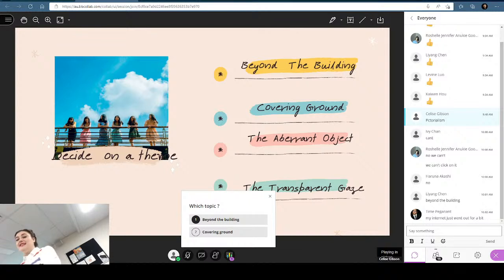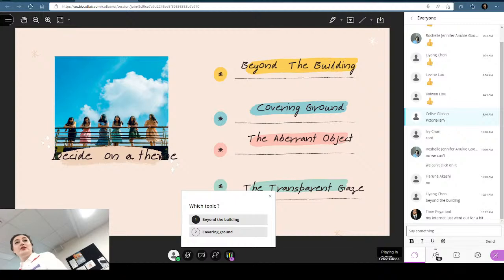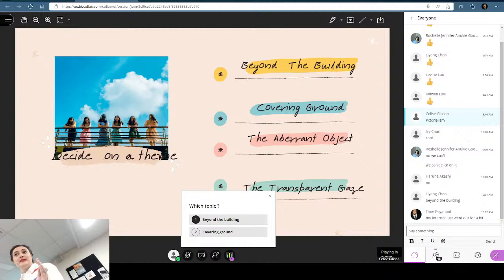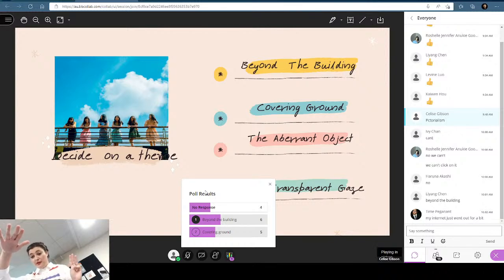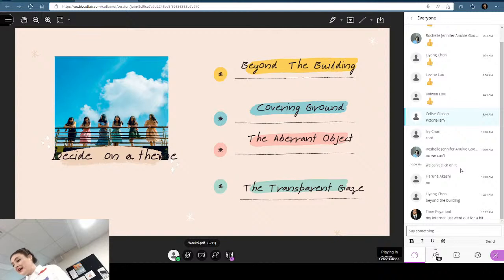Okay, 10 seconds left, and you guys still remaining, your vote is the same? 3 votes? Okay, here we go. Beyond the Building has 6 and Covering Ground has 5. However, there are 3 people in the room who are voting all for Covering Ground, which means Covering Ground is your topic. So Covering Ground, abstraction, about the ground, the floor that you're working on. That is the topic that we are going with today.